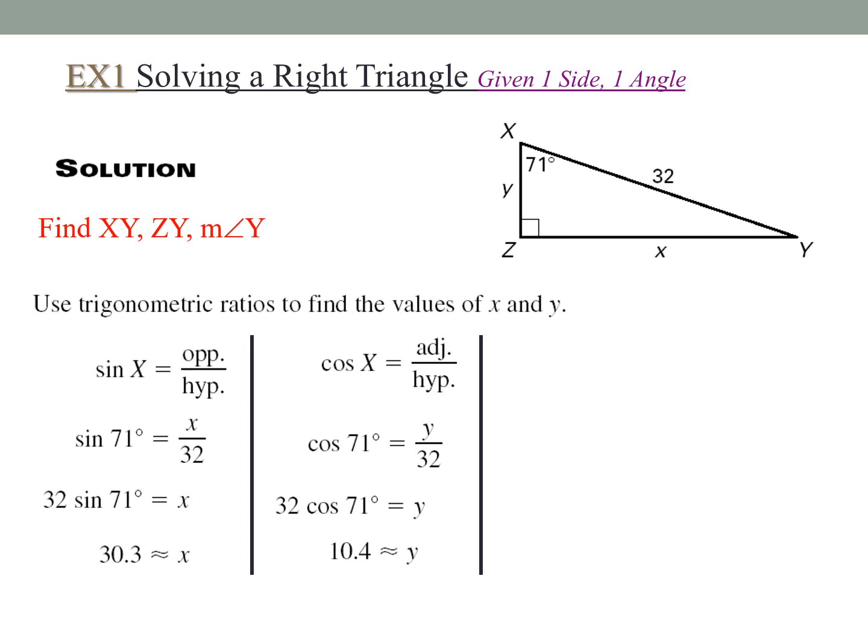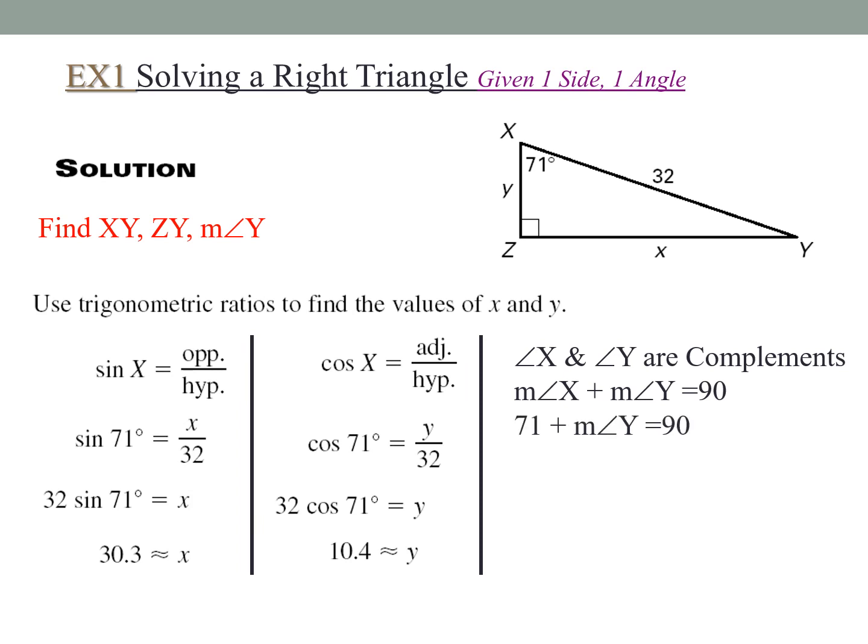If you want to find measure angle y, we have to know that angle x and angle y are complementary. Then measure angle x plus measure angle y is 90. By substituting, then 71 plus measure angle y equals 90. Subtract 71 from both sides, then measure angle y equals 19.